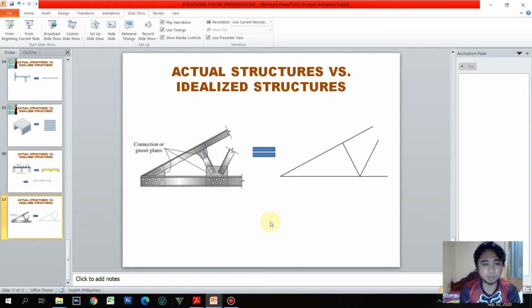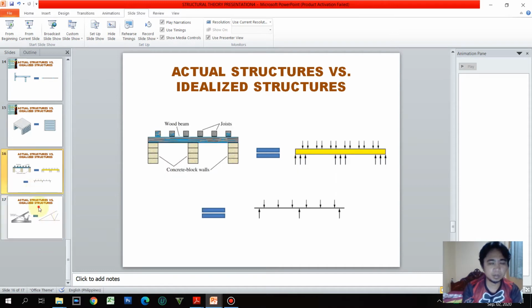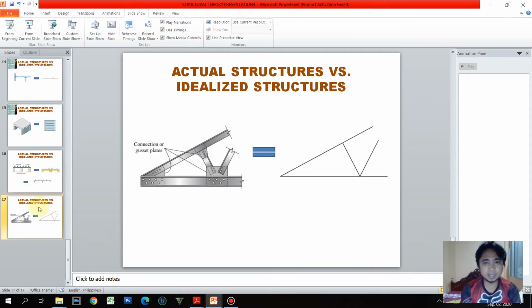As soon as we will have examples for this. So I hope you learned how to idealize structures, and you appreciate our review on the types of loading and support reactions. Okay.